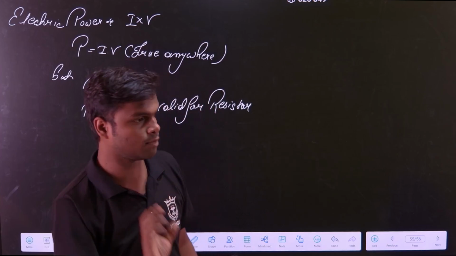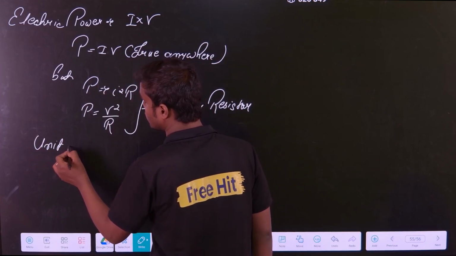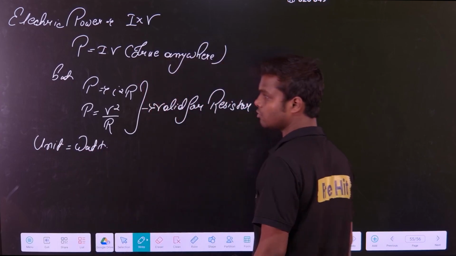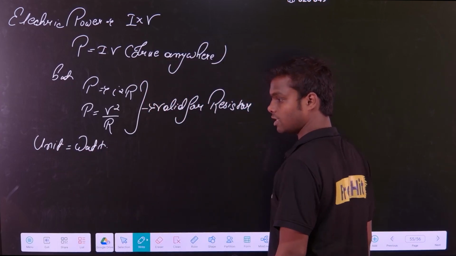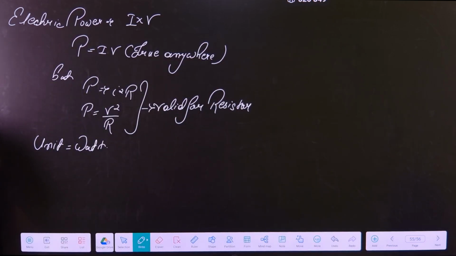So what is electric power? Now what is the unit of this? The unit is defined as watt. Clear? The unit is defined as watt. Till here, note it down.